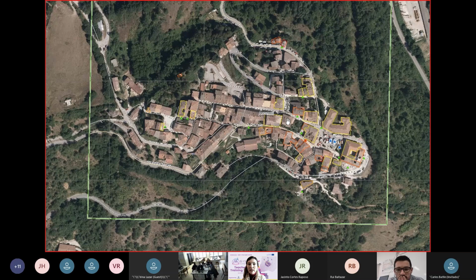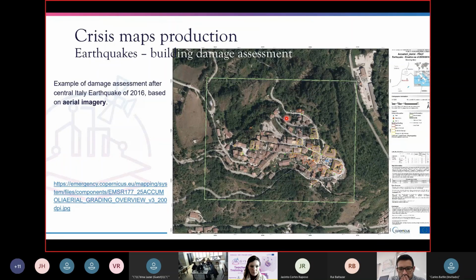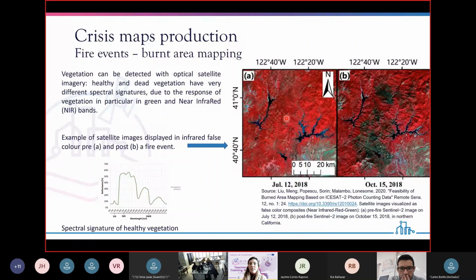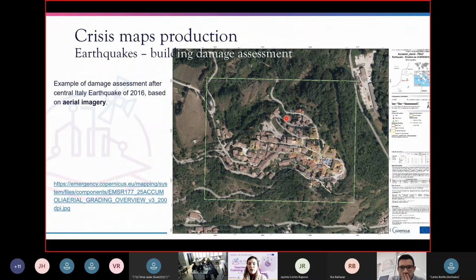Okay, again, this is an aerial image, so you can see so many details because it's taken from a much lower height with respect to satellite imagery. Okay, that's all with respect to earthquakes.